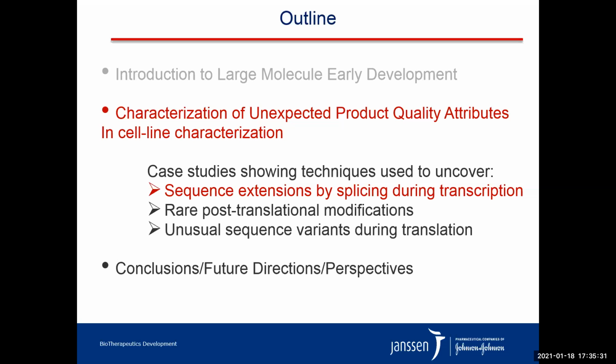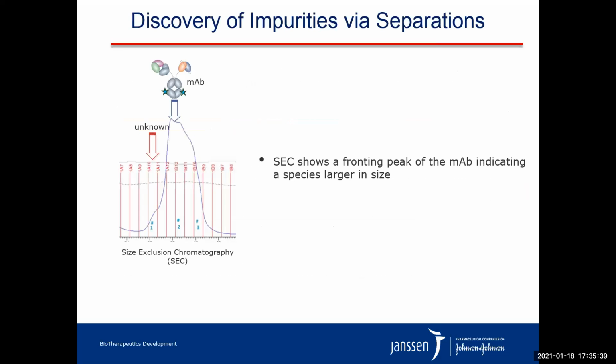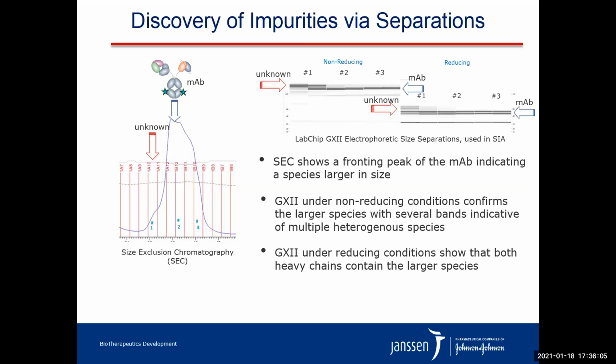This brings me to the main topic of this talk, of unusual suspects in cell line characterization. In this study, we are identifying and characterizing the extension of a heavy chain of a multi-specific antibody. This work began when our colleagues from protein purification noticed an additional unresolved peak in a SEC run of a bispecific monoclonal antibody. To further understand this unknown SEC peak, fractions were collected and subjected to GX2, which is electrophoretic size-based separation, under both non-reducing and reducing conditions.